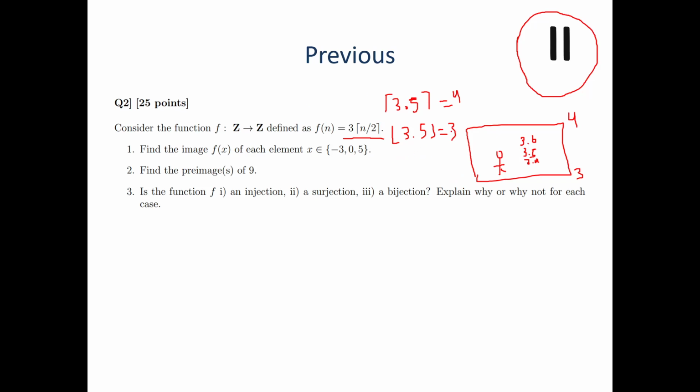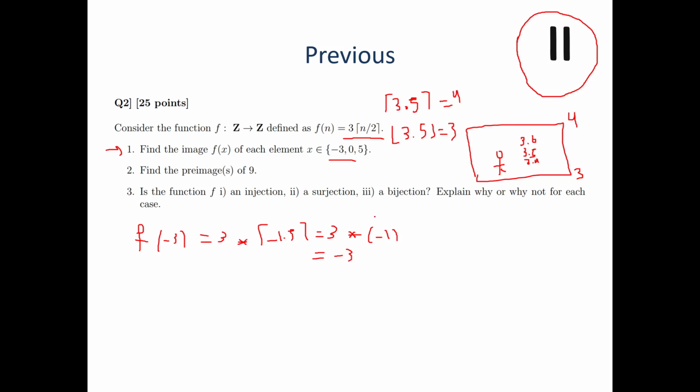So go ahead, you can pause and try to attempt this problem. Okay. Find the image f of x of each element x here. So f of minus 3, what is it going to be? Just 3 times the ceiling of minus 3 over 2, which is minus 1.5. So it's going to be 3 times minus 1, which is minus 3.